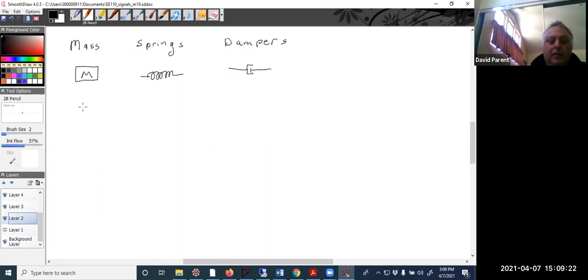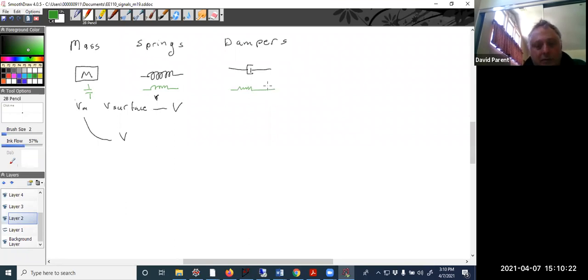Now, if we look at velocities, all right, the velocity of that mass, and velocities of like a moving surface, we can change those into a voltage, right? And if we do that, we can turn a mass into a capacitor. We can turn a spring into an inductor, and we can turn a damper into a resistor. All right. Now, mass, I think we're pretty familiar with.